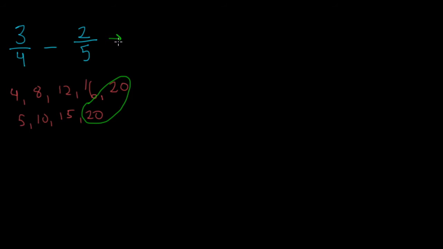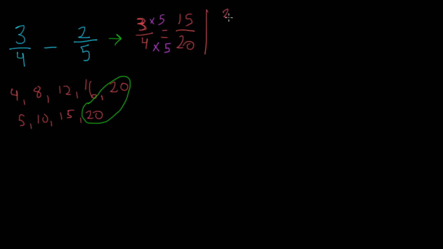Okay, so let's transform this problem. And we need 3/4 to become something with a denominator of 20. All right. Let me make that 3 a little neater up here for you. Okay, so what do we need to multiply 4 by to get 20? We need to multiply it by 5. So 4 times 5 gives you 20. Whatever you do to the bottom, you have to do to the top. So 3 times 5 is 15. So that's our new fraction there.